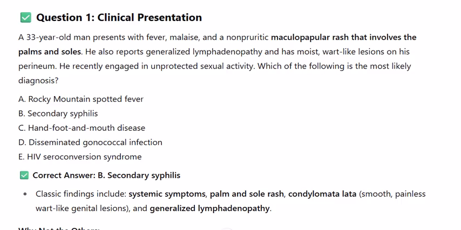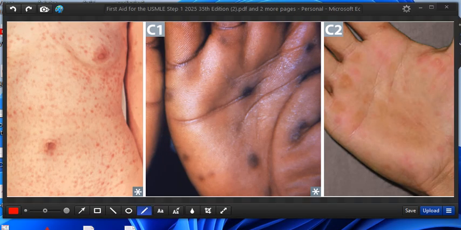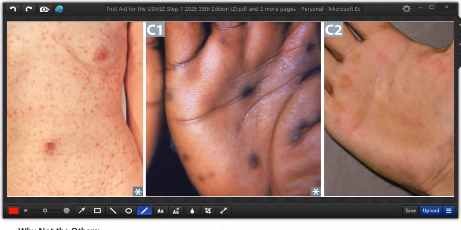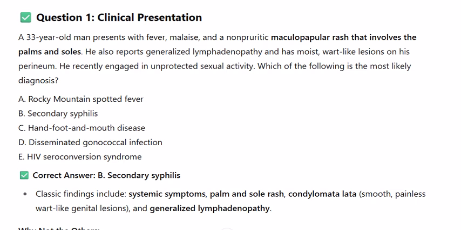Question 1. Clinical presentation. A 33-year-old man presents with fever, malaise, and a non-pruritic maculopapular rash that involves the palms and soles. He also reports generalized lymphadenopathy and has moist, wart-like lesions on his perineum. He recently engaged in unprotected sexual activity. Which of the following is the most likely diagnosis?